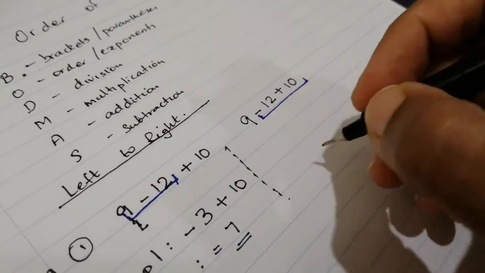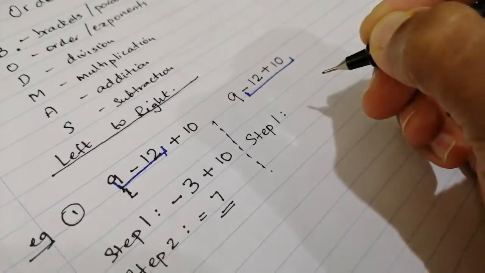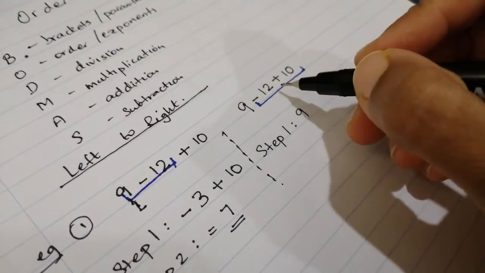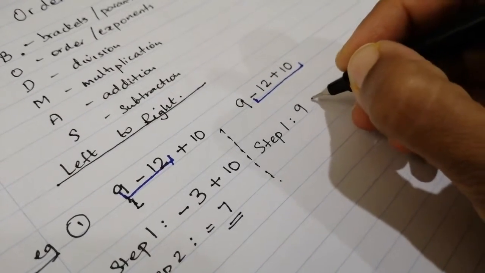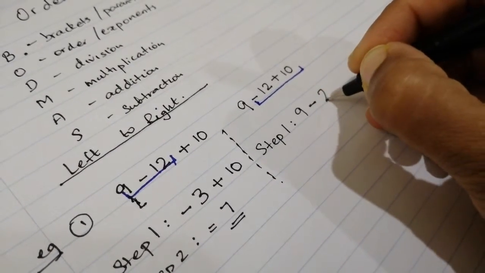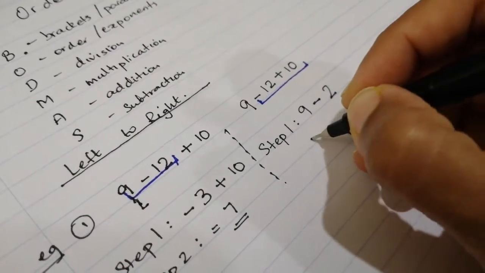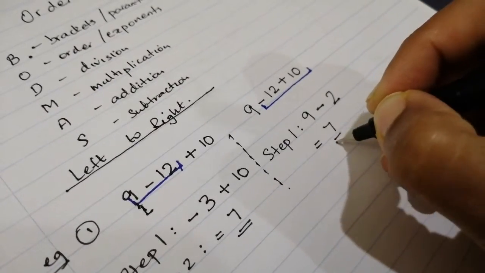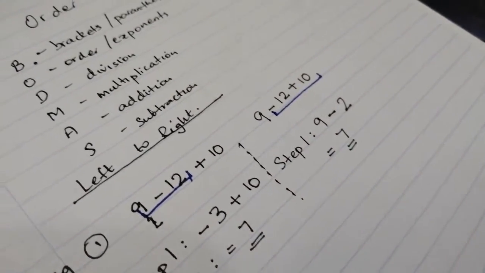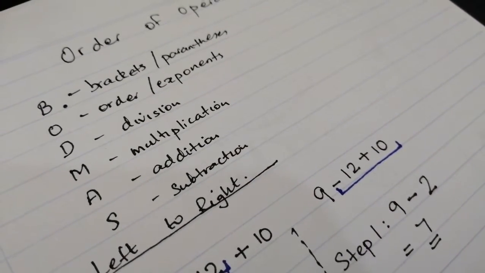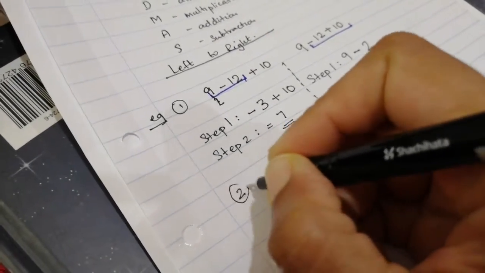All right, so step 1: 9, and minus 12 plus 10 is minus 2, so 9 minus 2, which is equal to 7. Which is the same answer as here. So either way, you would get the same answer. Okay, we try another one. I'm just doing a simple one.